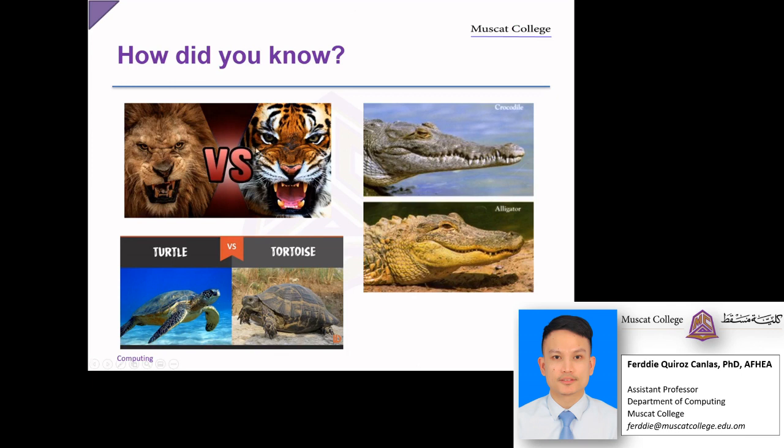So on the first picture, on the left top of the screen, you are seeing two animals, right? Can you tell me the two animals? Crocodile. Tiger. Tiger and lion, right? So can I ask you, Riham, which of the two is the tiger and which one is the lion?